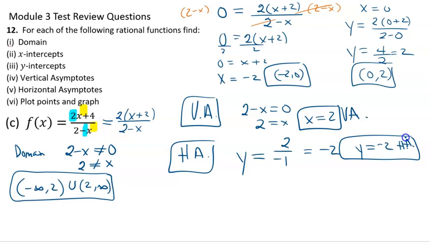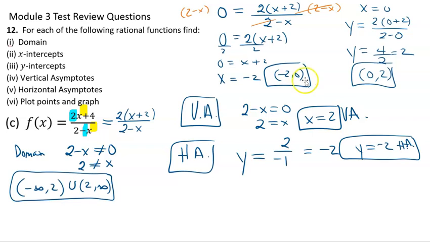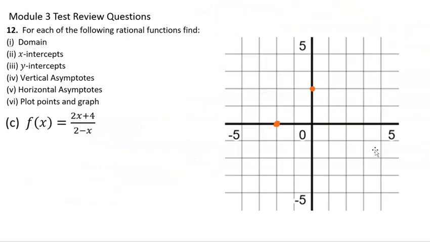Next, I want to take all of this information and put it on a graph. First, note the x-intercept was (negative 2, 0). My point's not plotting. And the y-intercept was (0, 2). I need to go back and verify that real quick. So (negative 2, 0), yes, and (0, 2). My vertical asymptote, which is going to be represented as a vertical dashed line at x equals positive 2, but my horizontal is at y equals negative 2. Okay, so in a different color, at x equals positive 2, a vertical dashed line, and at y equals negative 2, I have a horizontal dashed line.